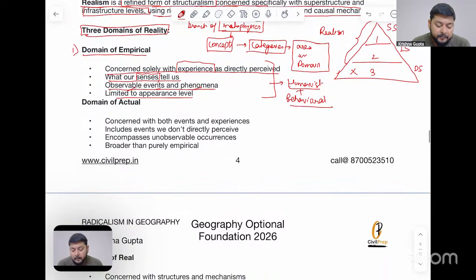Now, the domain of the actual is the second domain of reality. It is concerned with both events and experiences. So here we are not just talking about the experiences, but the event which has taken place plus the experience which we have actually undergone.